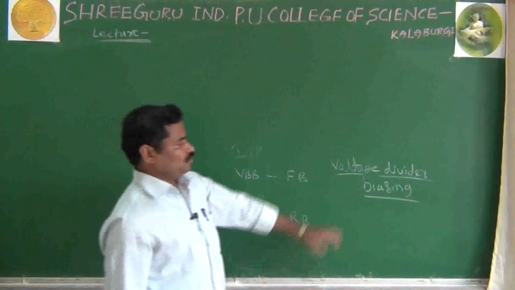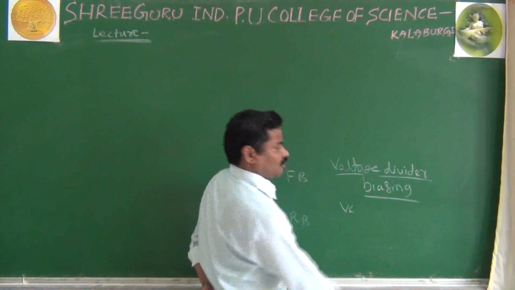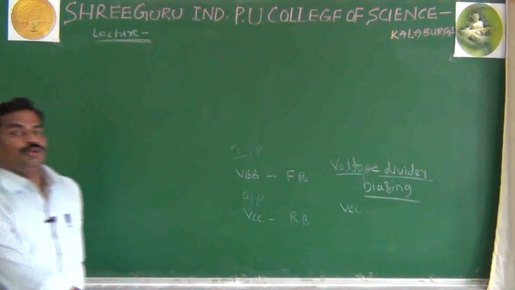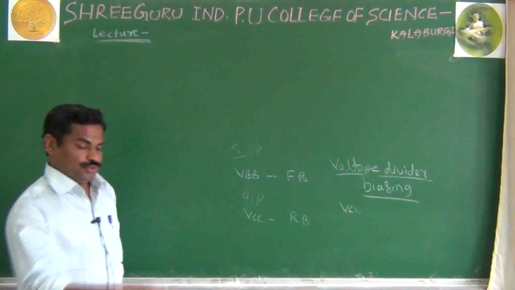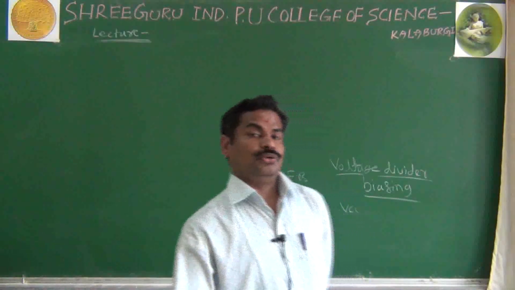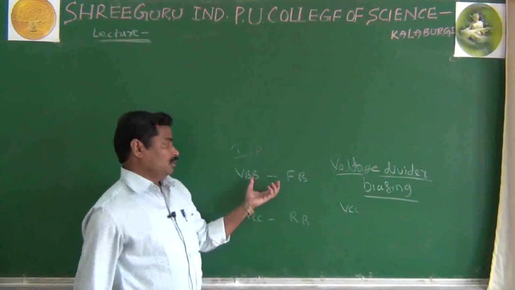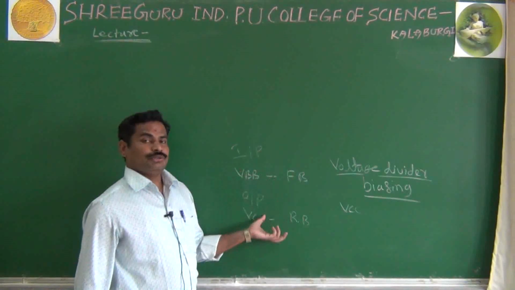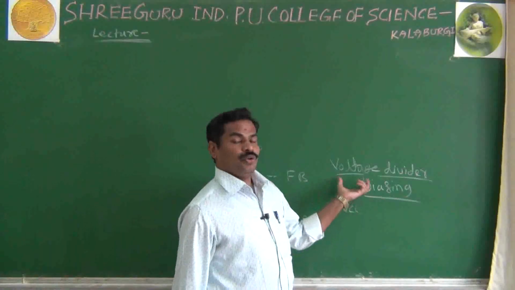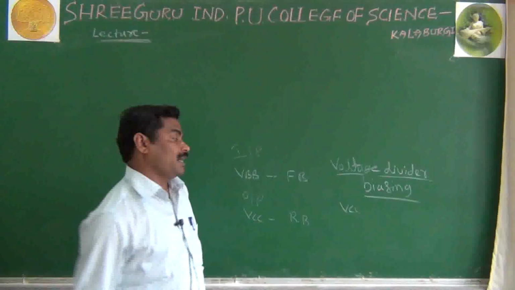And here you are using only one power supply. You are using only the VCC. You are not using 2 power supplies. It means you can reduce the cost of the power supply. If you use 2 power supplies, you have more cost, but if you use only one power supply, you reduce the cost. To make it forward bias or reverse bias, you would use separate power supplies, but here in voltage divider biasing, you are using only one power supply that acts as both.